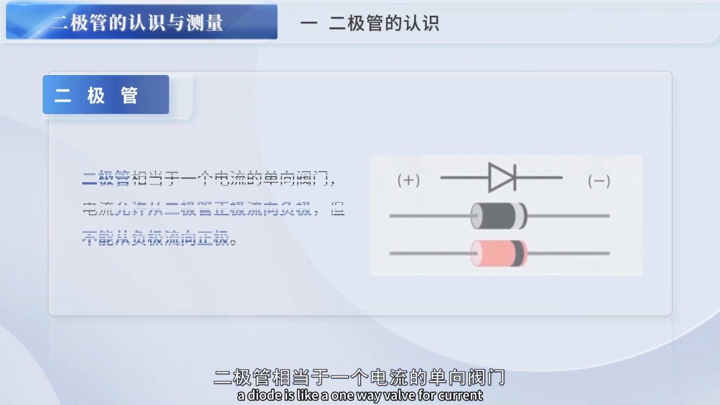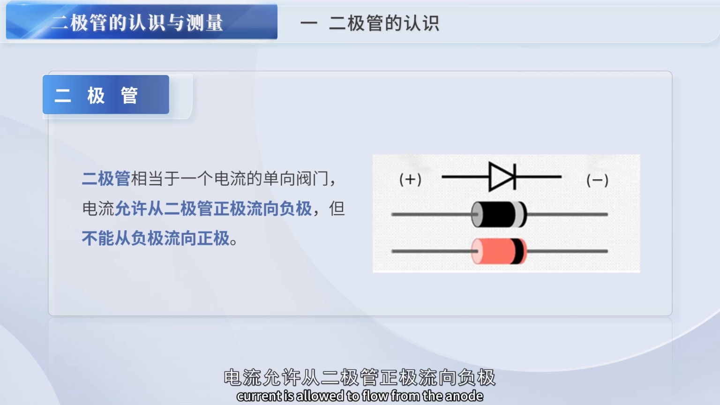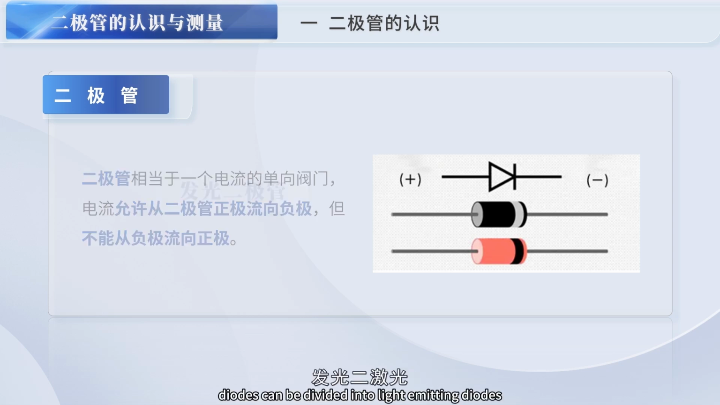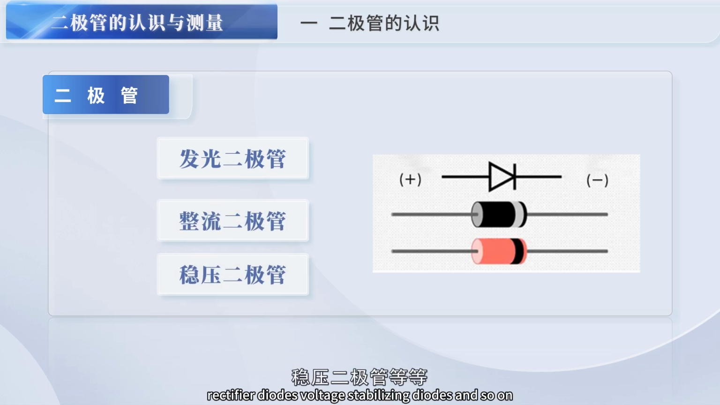A diode is like a one-way valve for current. Current is allowed to flow from the anode to the cathode, but not from the cathode to the anode. Diodes are widely used and have many functions. According to their functions, diodes can be divided into light-emitting diodes, rectifier diodes, voltage-stabilizing diodes, and so on.